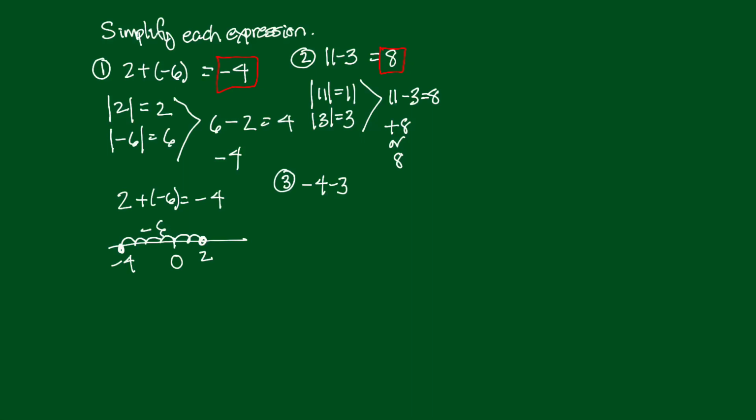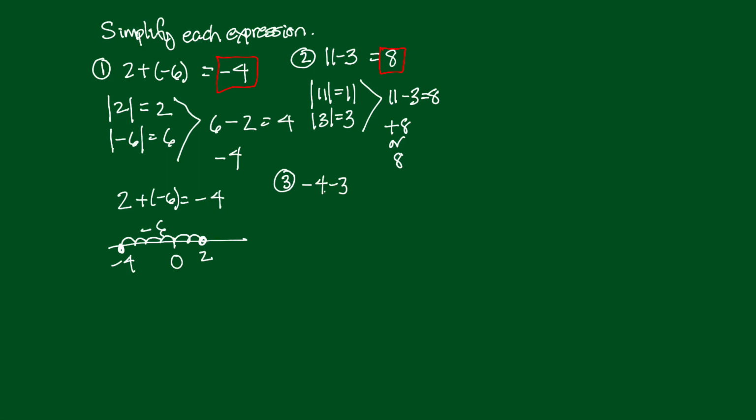Now, number 3, we've got negative 4 minus negative 3. Now, notice how I'm reading that. This sign here, I'm not going to read it as a minus. A minus means a subtraction, and a subtraction you have to have between two numbers. So I'm going to read this as negative. This is negative 4. Now, this sign here is a minus because it's between two numbers. So I got negative 4 minus negative 3.